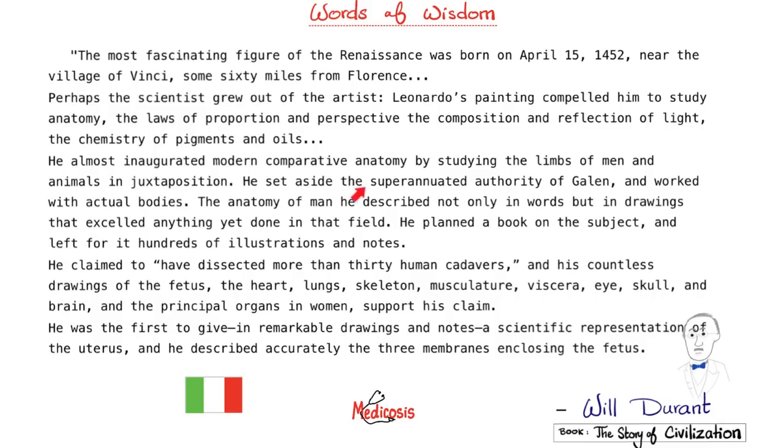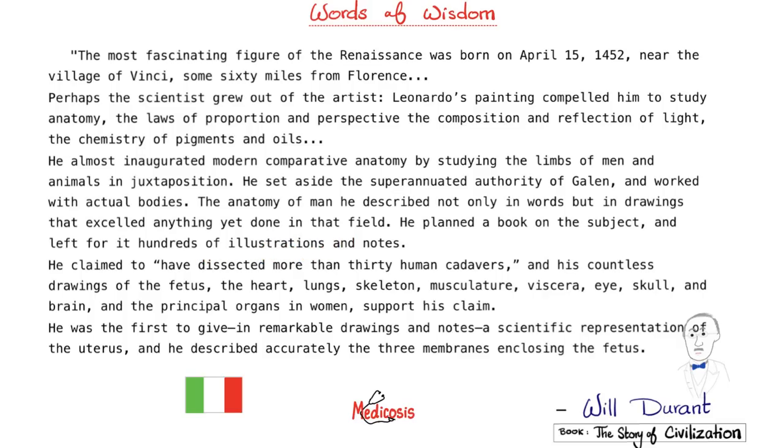He set aside the superannuated authority of Galen and worked with actual bodies. The anatomy of man he described not only in words, but in drawings that excelled anything yet done in the field. He planned a book on the subject and left hundreds of illustrations and notes. Meanwhile, Medicosis has more than 2,700 videos with illustrations. So tell me, who is winning?